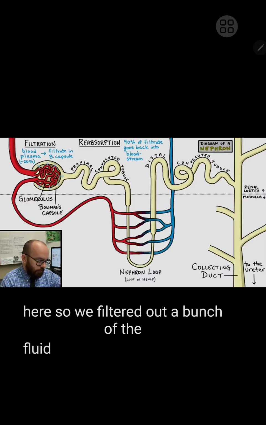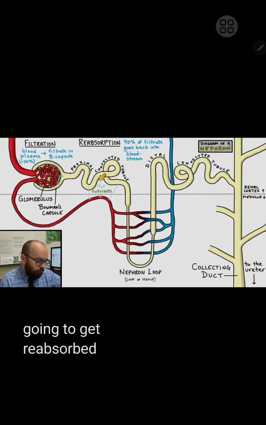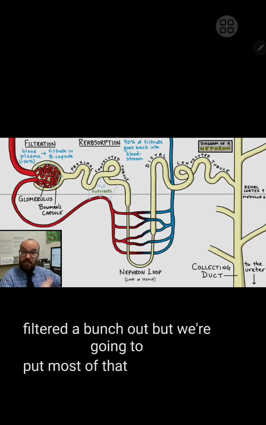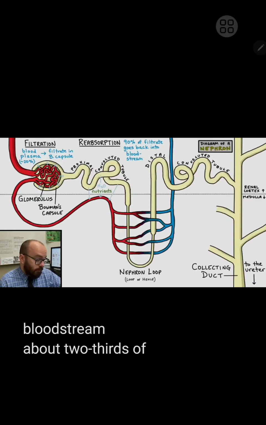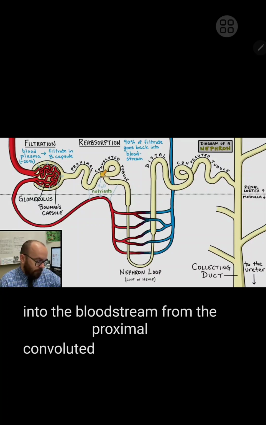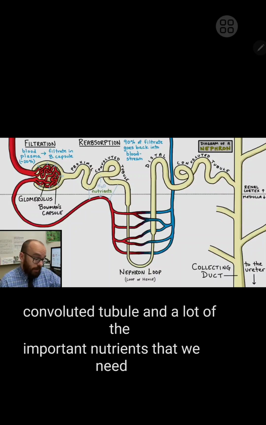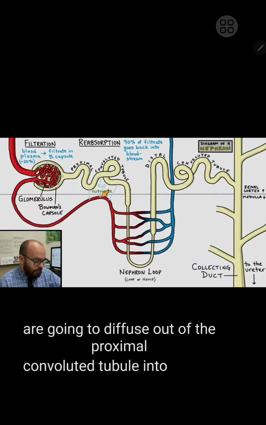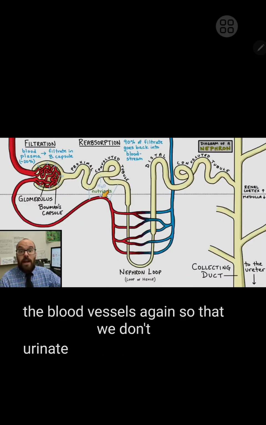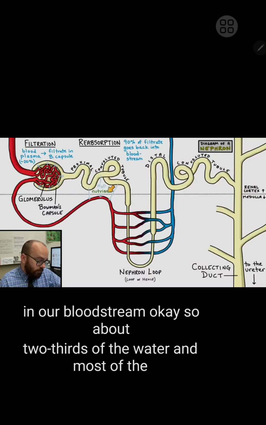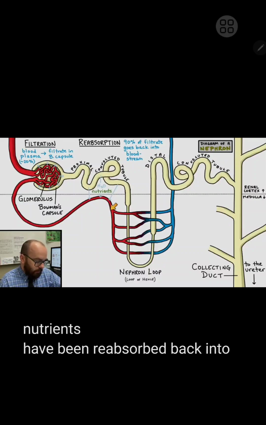So we filtered out a bunch of the fluid, and then H2O and nutrients are going to get reabsorbed back into the bloodstream. Like I said, it's kind of inefficient. We filtered a bunch out, but we're going to put most of that back into the bloodstream. About 2/3 of the water that we filtered out is going to reabsorb back into the bloodstream from the proximal convoluted tubule. And a lot of the important nutrients that we need, such as sugars and vitamins and stuff, are going to diffuse out of the proximal convoluted tubule into the blood vessels again so that we don't urinate out all of that good stuff that we need in our bloodstream. Okay, so about 2/3 of the water and most of the nutrients have been reabsorbed back into our artery here.